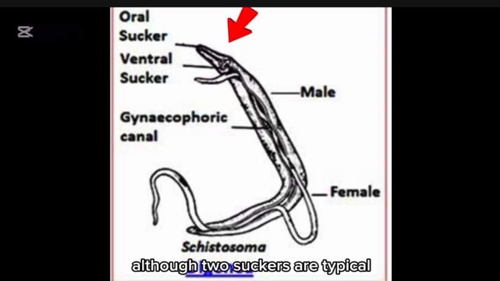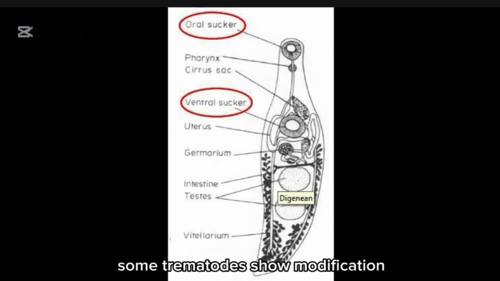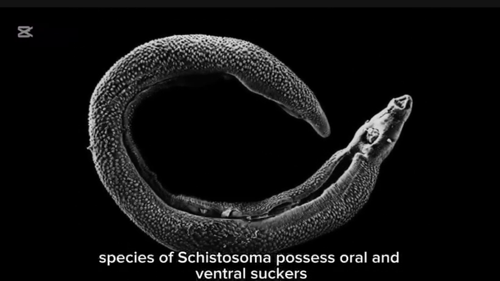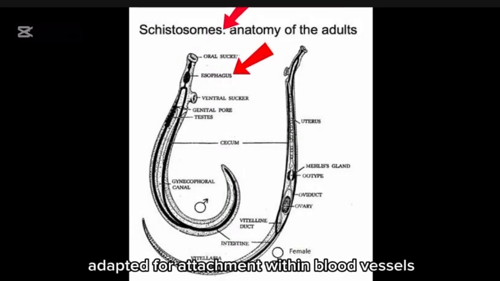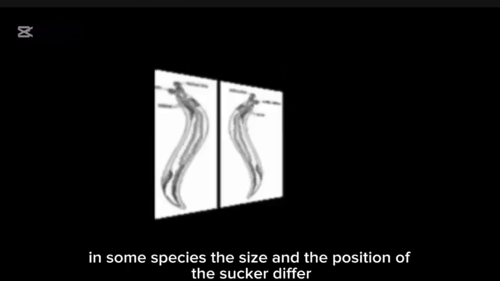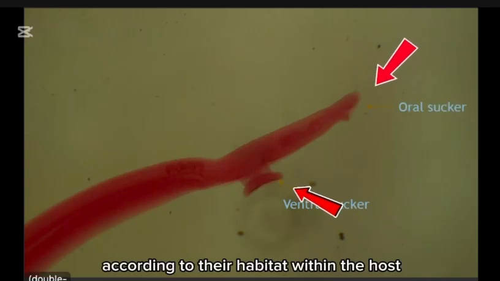Although two cercus are typical, some Trematodes show modification. Species of Schistosoma possess oral and ventral cercus adapted for attachment within blood vessels. In some species, the size and the position of the cercus differ according to their habitat within the host.